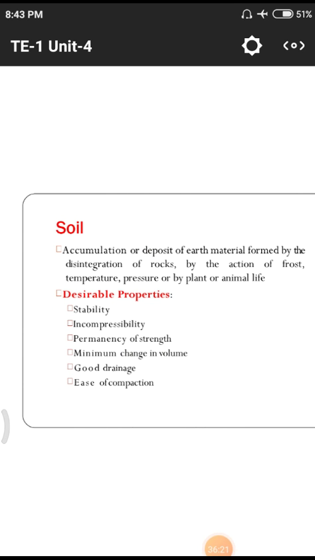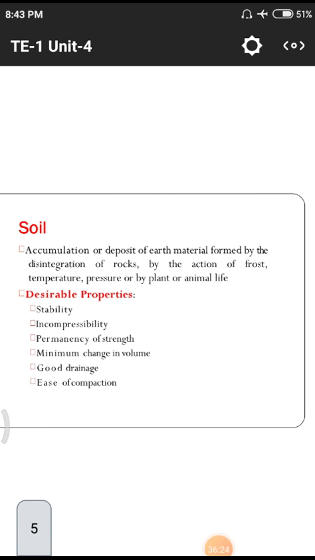Next, we have to observe what the soil is and what the desirable properties of the soil are. Soil is an accumulation or deposit of earth materials formed by the disintegration of rocks. As previously discussed, the earth has three layers. The first one is the core. In the core we have a huge amount of temperature, between 5000 to 10,000 degrees centigrade. After that we have some quantity of hard rock strata. After that we have the crust surface.